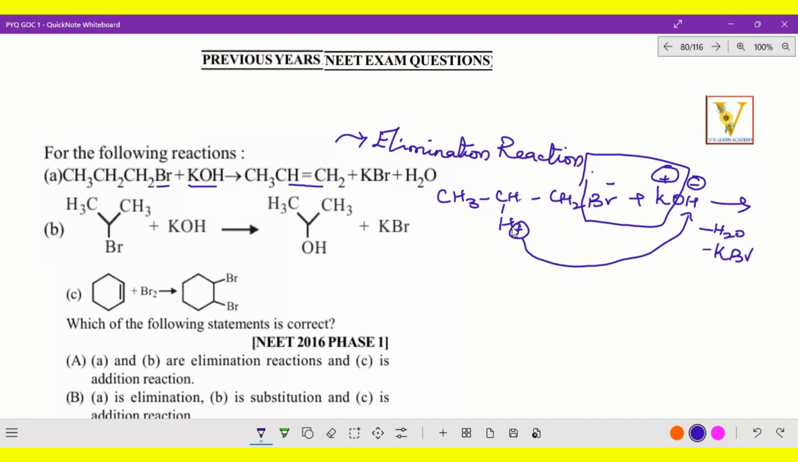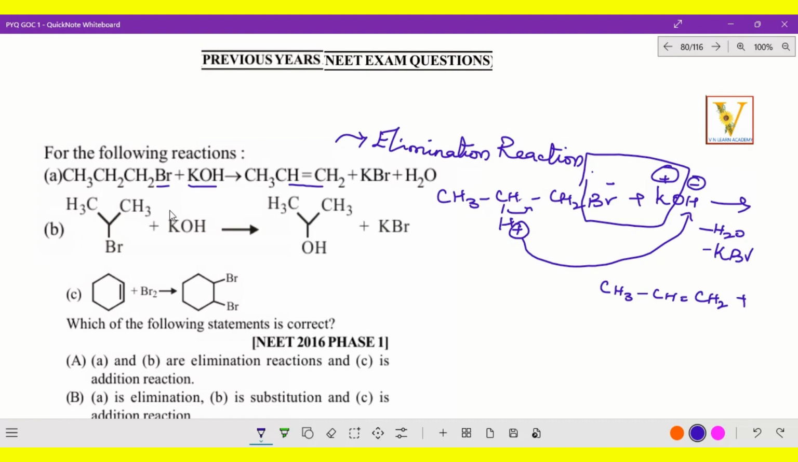So what is the final product? The bond which is going to form over here, so you are getting CH3CH=CH2 plus KBr plus H2O. So this is actually eliminating. So it is an elimination reaction.